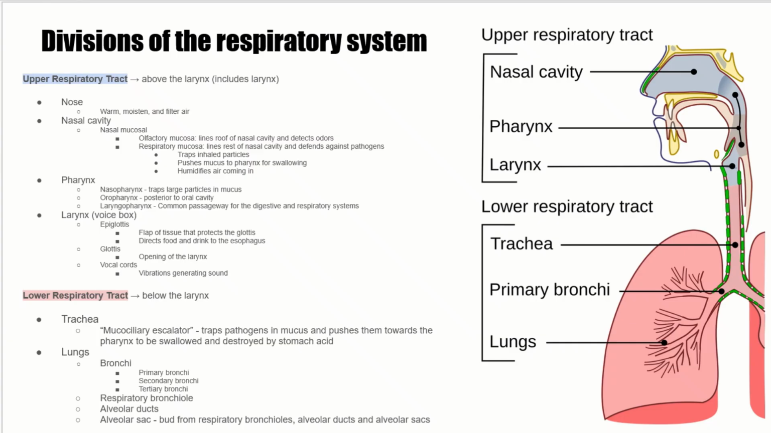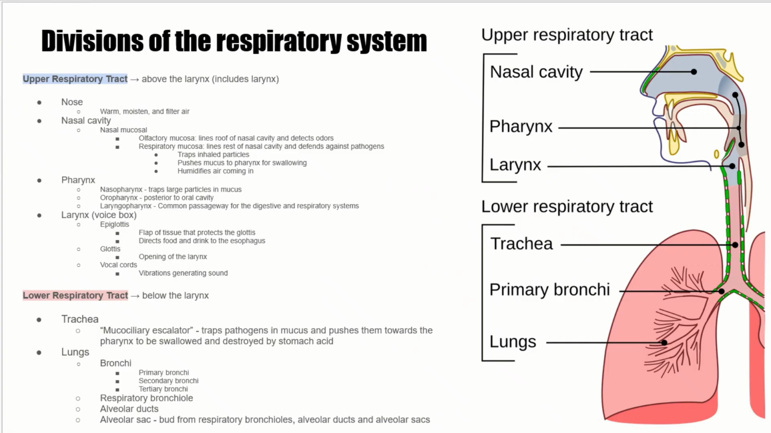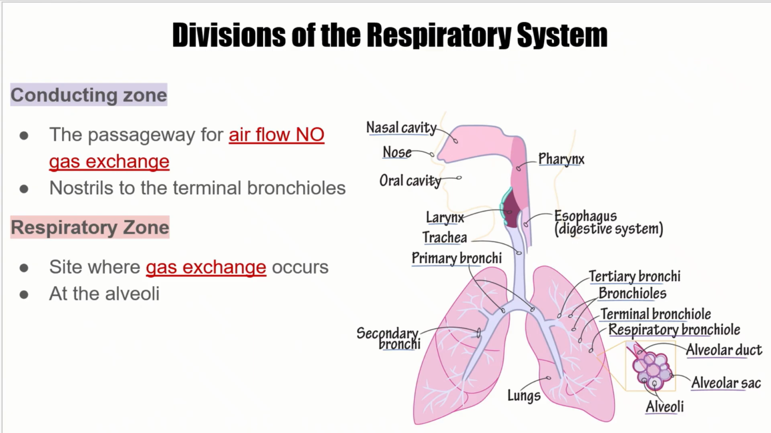Just remembering that, where is it? This is not the correct one. Hold up. But just remember the conducting zone is going to be airflow, no gas exchange. I know this sometimes confuses students. And then the respiratory zone is where the gas exchange is going to occur. So you can divide the respiratory system into the conducting zone and respiratory zone, or you can also divide it into the upper respiratory tract and the lower respiratory tract. I highly recommend looking more into the conducting and respiratory zone, because that's going to help you understand your histology a little better, and also explain the movement of oxygen through the body.